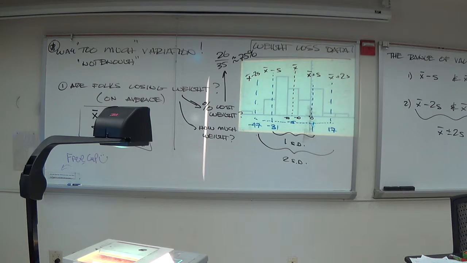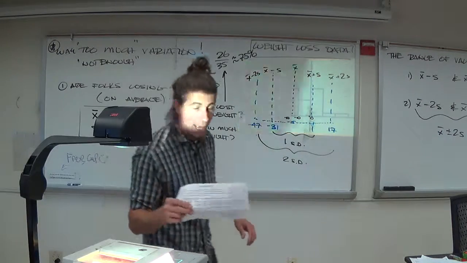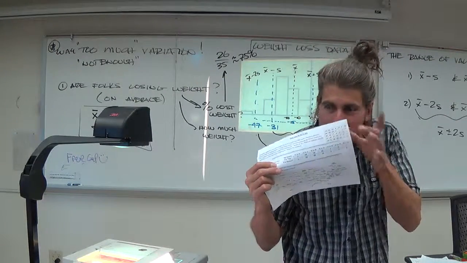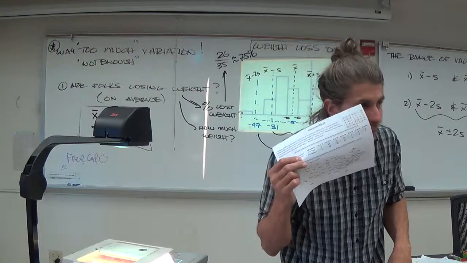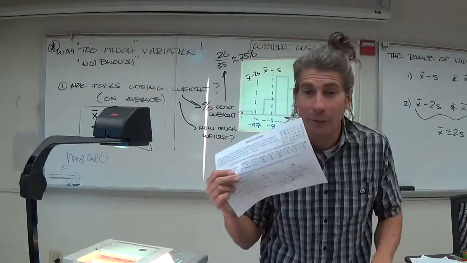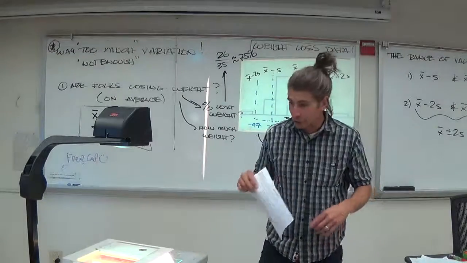Good. First thing I want you guys to check. Take your raw data again, although in general you won't have this raw data. What I want you to do right now is go into this raw data and figure out how many of our folks fell within that first standard deviation.